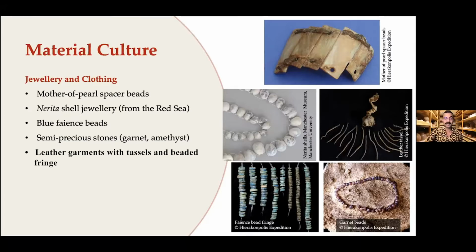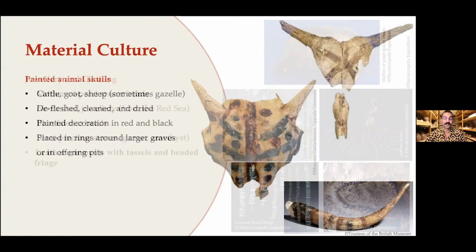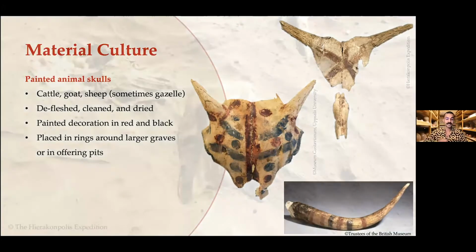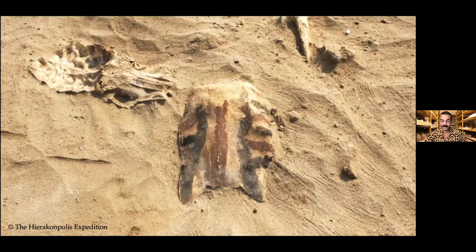But perhaps the most distinctive and striking of all of the material culture associated with the Pangrave tradition are these skulls and horns of livestock animals, cattle, sheep or goat, and sometimes even gazelles, that were frequently painted with striking red and black designs and placed in rings around some of the larger burials. I was lucky enough to be present when one of these was being excavated at Hierakonpolis back in 2017, which is a site that we'll return to. It was a rather haunting experience to see these painted eyes emerging from the sand for the first time in almost 4,000 years.